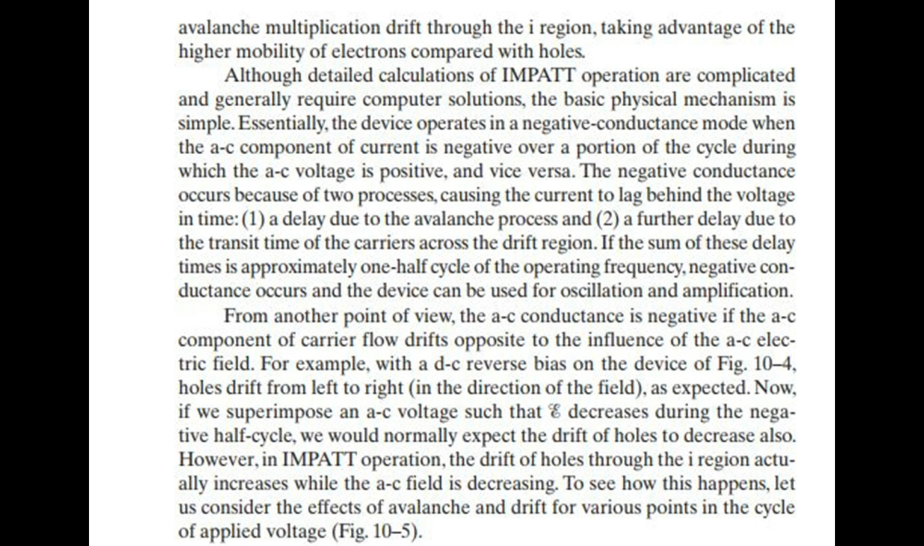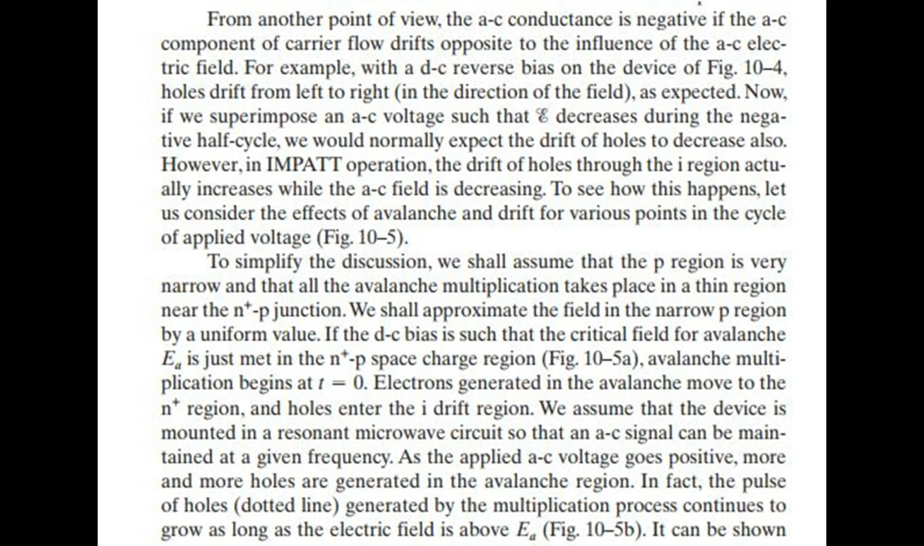To see how this happens, let us consider the effects of avalanche and drift for various points in the cycle of applied voltage, Fig 10.5. To simplify the discussion, we shall assume that the P region is very narrow and that all the avalanche multiplication takes place in a thin region near the N+P junction. We shall approximate the field in the narrow P region by a uniform value. If the DC bias is such that the critical field for avalanche, EA, is just met in the N+P space charge region, Fig 10.5a, avalanche multiplication begins at t equals 0.